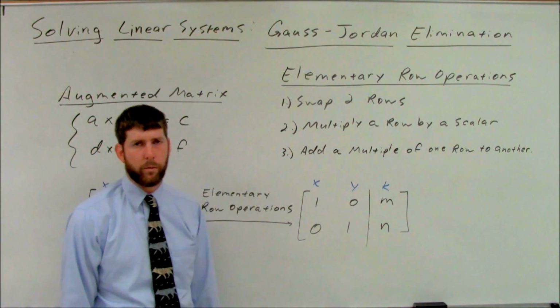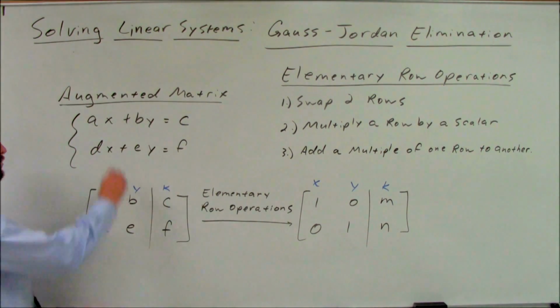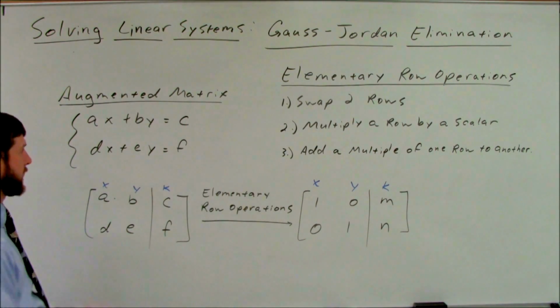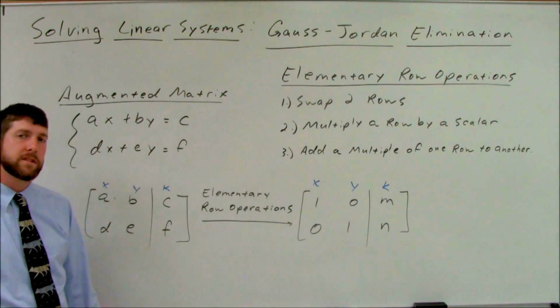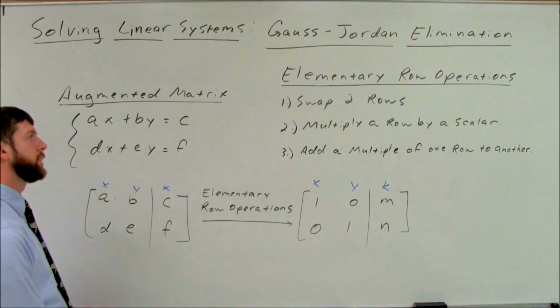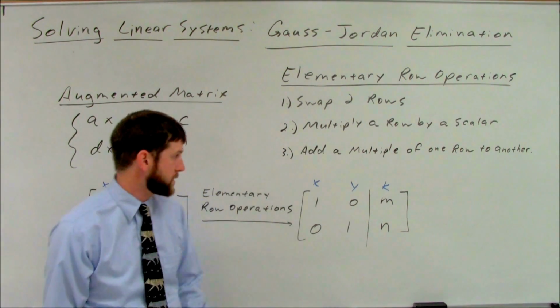Can I multiply a row by a scalar? Well, a row is just a line. Can I multiply a line, both sides of the line, by a scalar? Can I make this line twice as long and have the same line? Or can I make this line half as long and have the same line? Yes, I can multiply a line by a scalar, so I can multiply a row by a scalar.